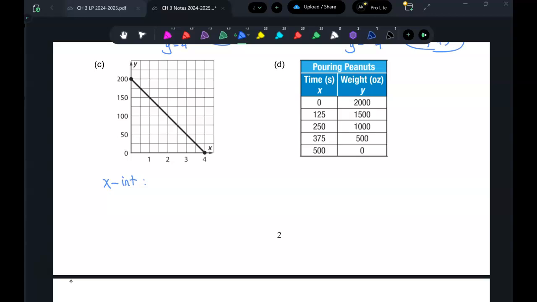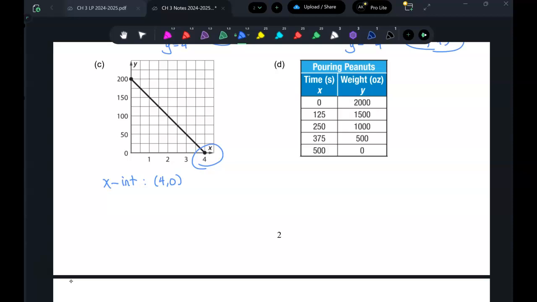So what I want to do is I just want to look at the picture. Okay, so this is the x-axis. Where does the graph touch the x-axis? 4. But is it 0 comma 4 or 4 comma 0? 4 comma 0. The x is always first.